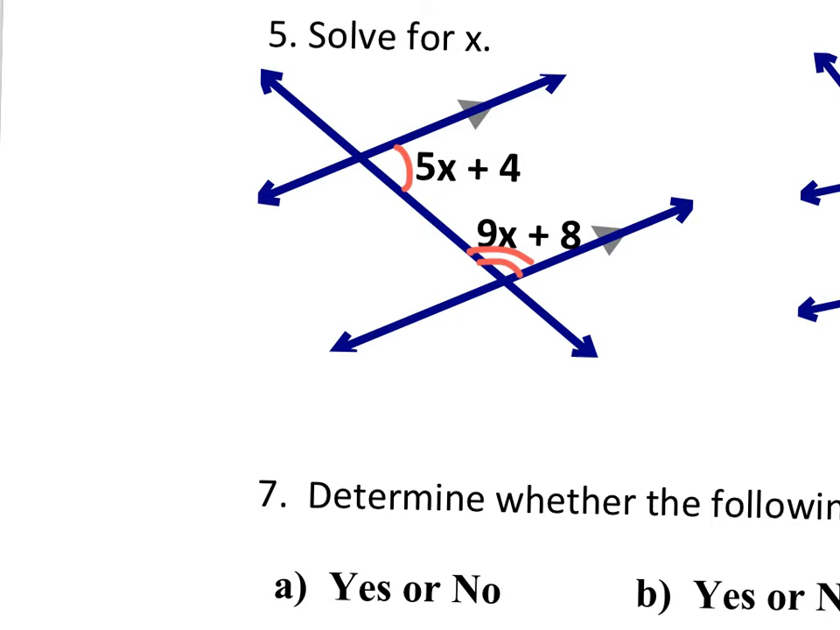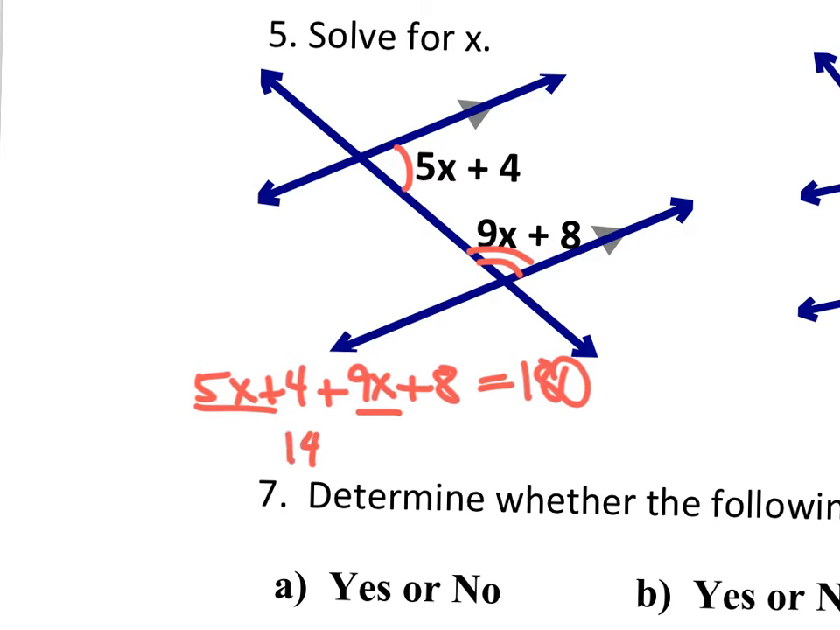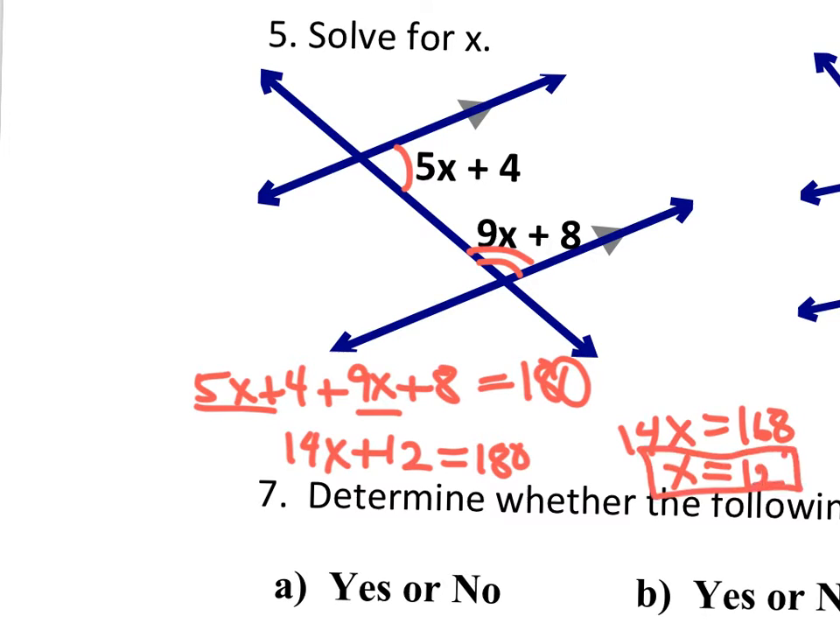The next problem, we have that these two same-side interior angles are supplementary, meaning that they add up to 180. So that means that blank plus blank equals 180. Solving that equation, we could combine like terms. We'll have 14x plus 12 is 180. So when we take away 12, 14x is 168. Dividing by 14, x is 12. So that's your answer.